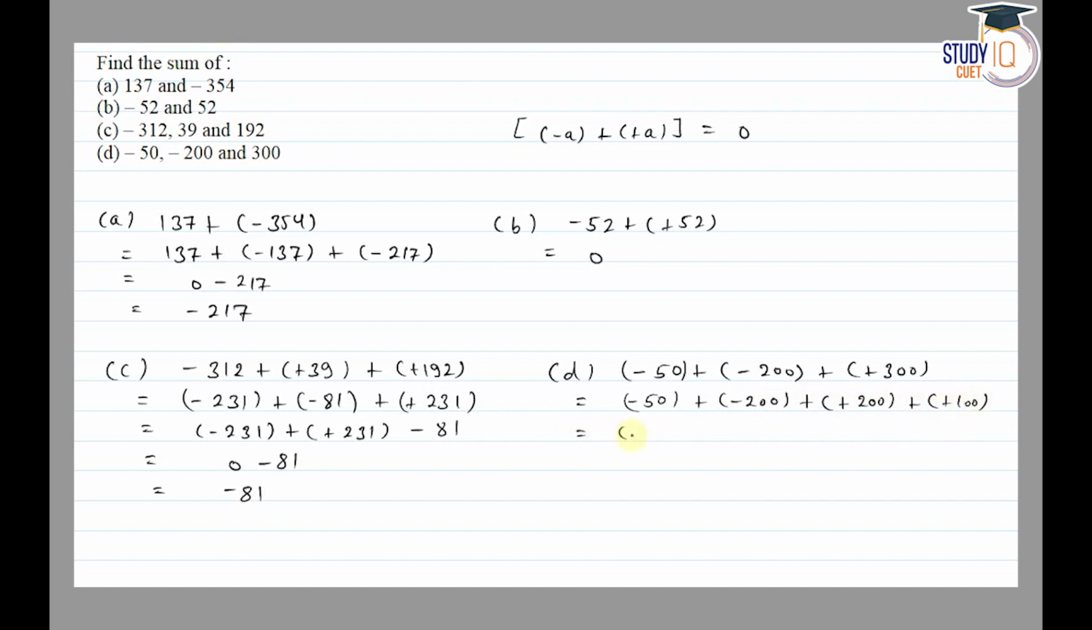So the sum of minus 200 plus 200 is equal to 0 according to the property. Then we will break 100 into plus 50 and plus 50. So minus 50 plus 50 is equal to 0 according to the property. So the sum will be 50. That's our final answer. Thank you.